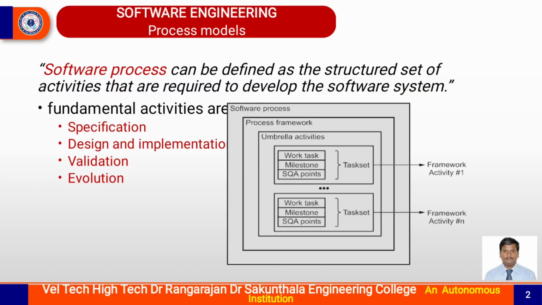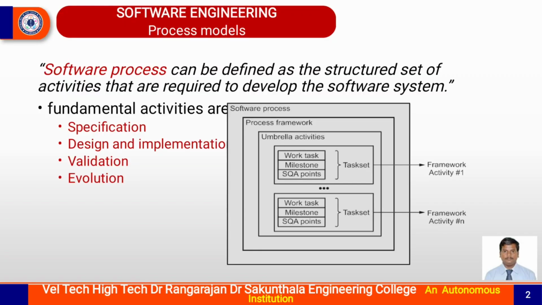A software process model is an abstract representation of a process. It presents a description of a process from particular perspectives. We have a common process framework, where different types of activities are carried out in a different framework structure: umbrella activities, process framework and software process. This is how the activities are carried out.